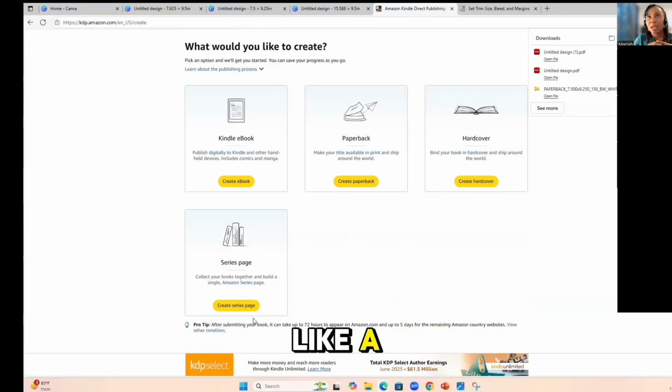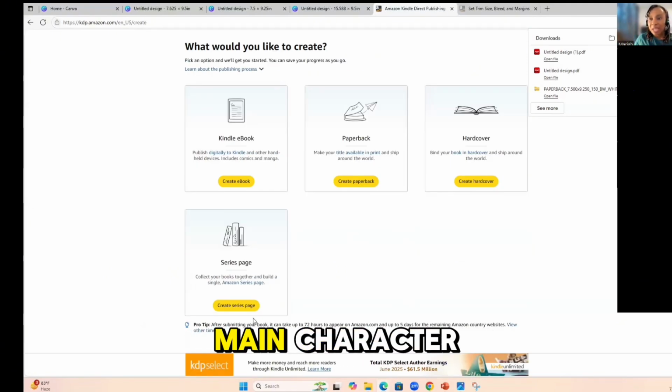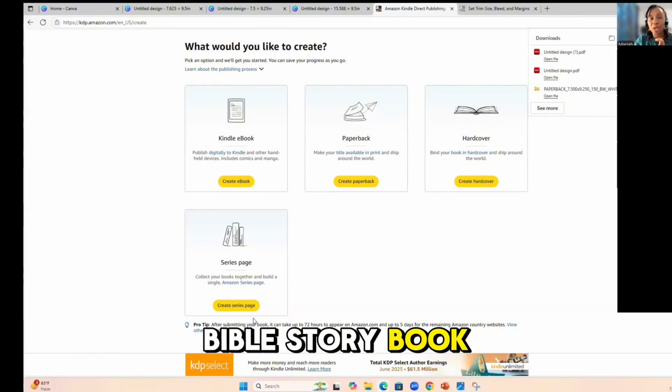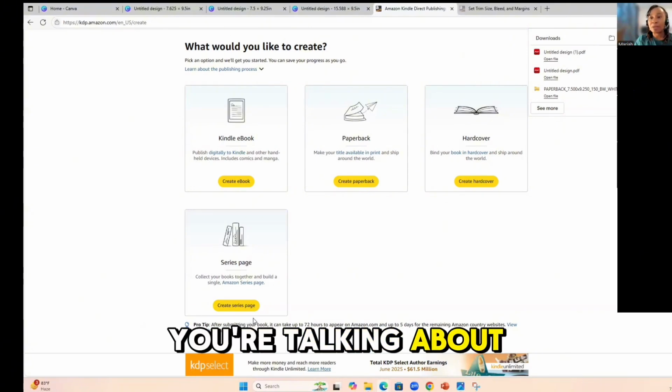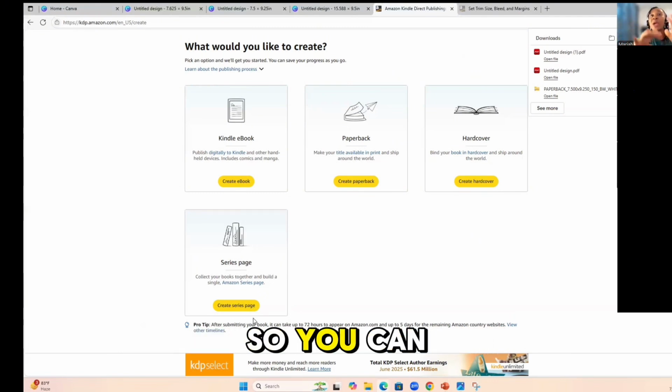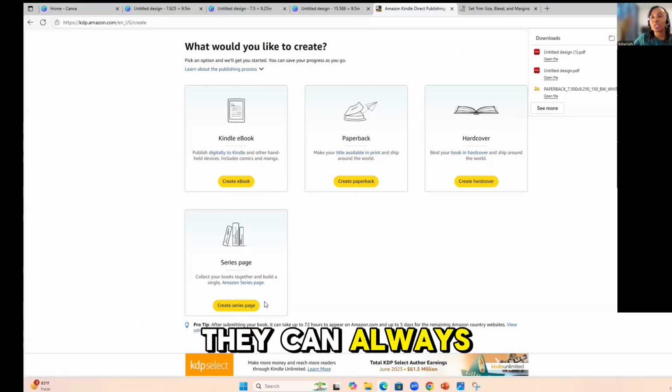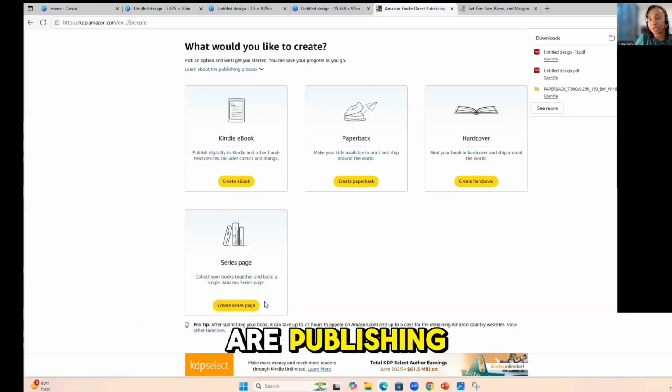If you are doing a storybook, maybe you have a main character, you have characters. For example, you're doing a Bible storybook and you're talking about the heroes in the Bible, you're talking about Samuel, Saul, David. So you can make the book a series. When people are looking for your book, they know that your book has a series. They can always purchase your book according to every version that you are publishing. That's what it means. So we are doing the paperback.